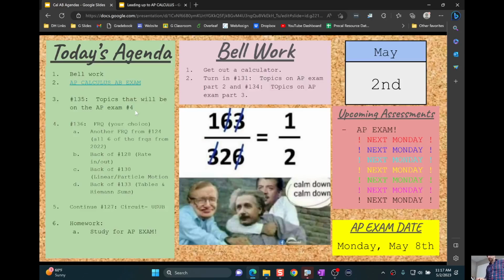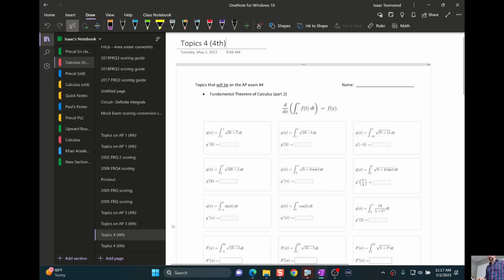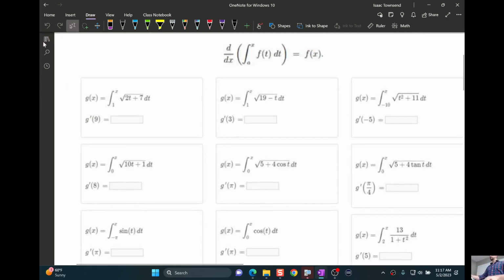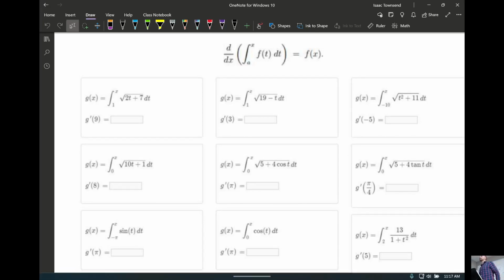Okay, next up would be topics on the AP exam part 4. So again, I think a lot of you guys are going to recognize this just about instantly, but let's go ahead and talk about it for a second and then give you just a couple minutes to actually work it out. So the first fundamental theorem of calculus is when knowing how to deal with these bounds. When you integrate, you plug in the top bound, get a number, plug in the bottom bound, get a number, and then subtract them.